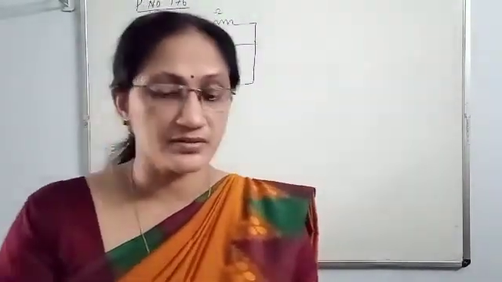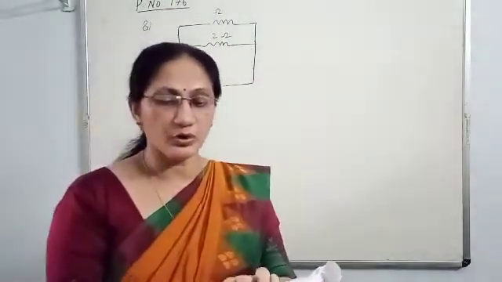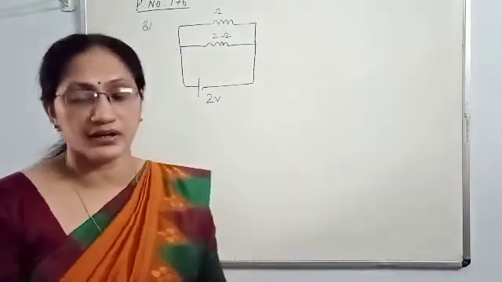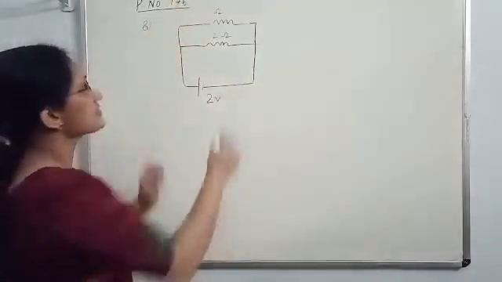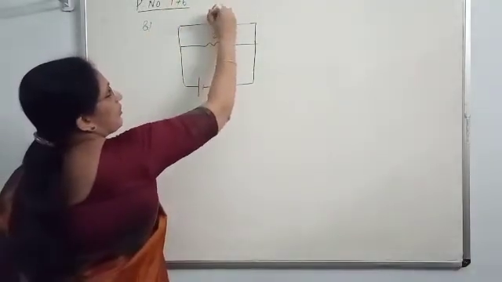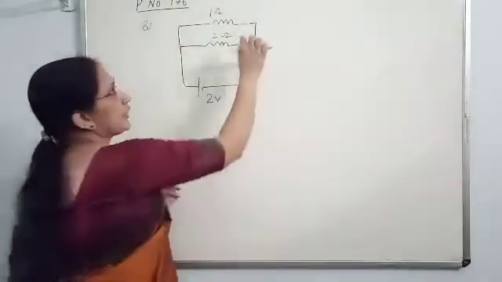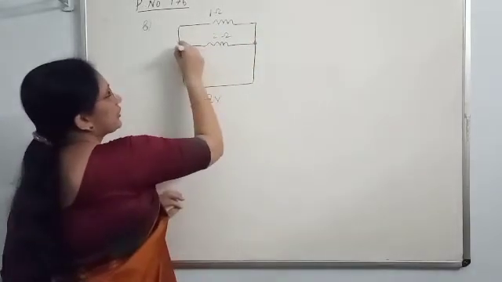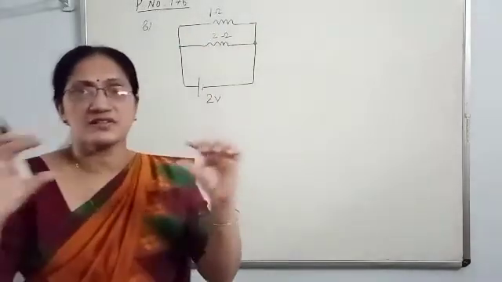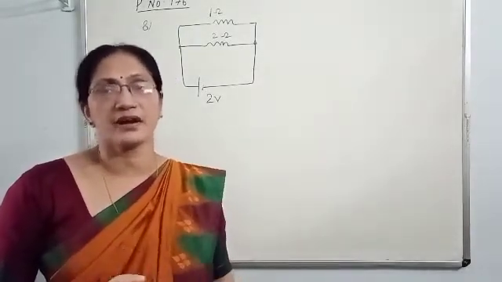Next, page number 177, question number 8. Calculate the current passing through 1 ohm and 2 ohm resistances and total current. This is the diagram given. There are two resistances of 1 ohm and 2 ohm each. They are joined in parallel way. Look, the two ends are joined to a common terminal here. These two ends are joined to a common terminal. Since two resistors are having common terminals, we call that circuit a parallel circuit.